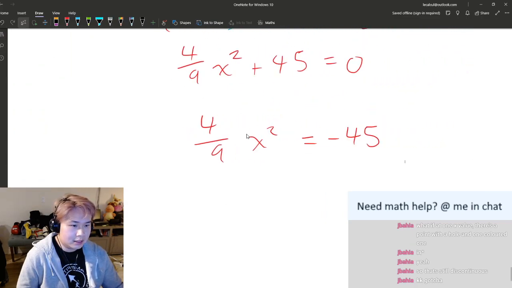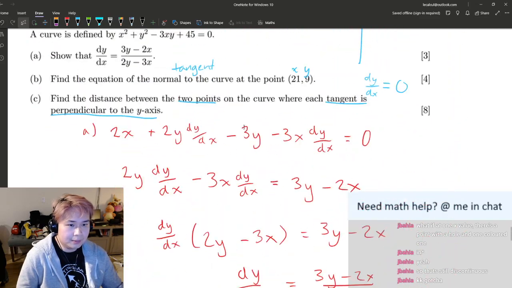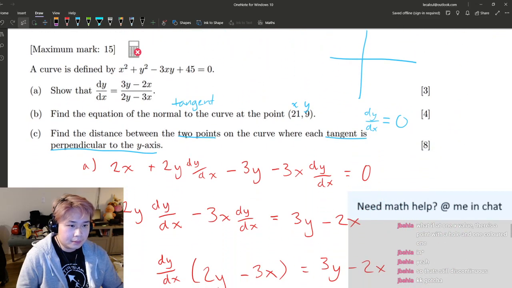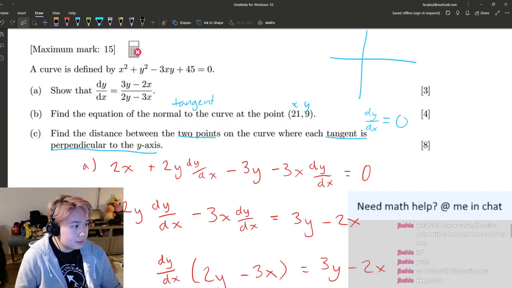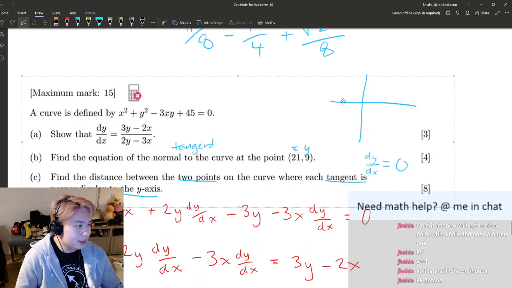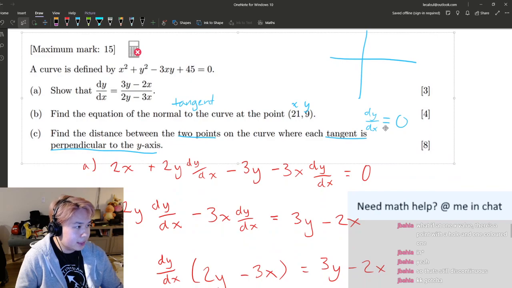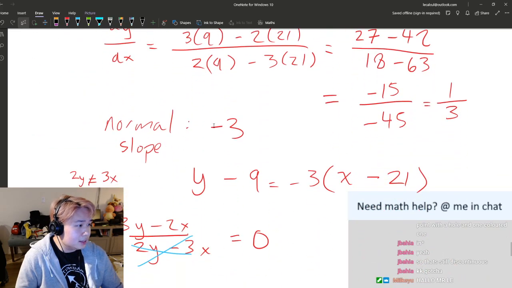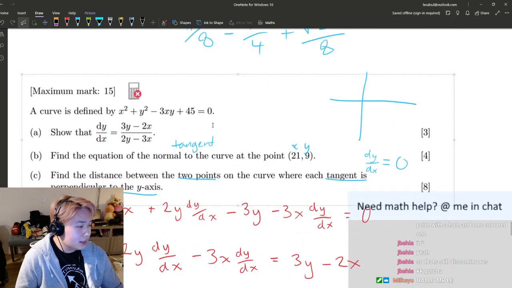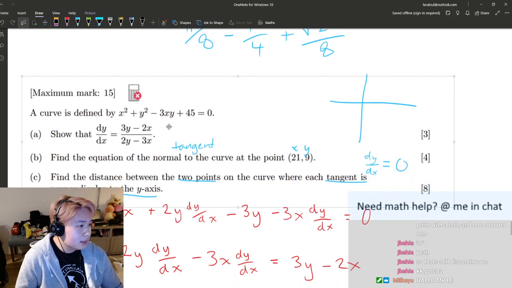Okay, I need to see where I messed up here. So let's see, tangent is perpendicular to the y-axis. The y-axis is vertical, so perpendiculars are horizontal. So the derivative needs to be 0. The derivative is 0 at the numerator here.